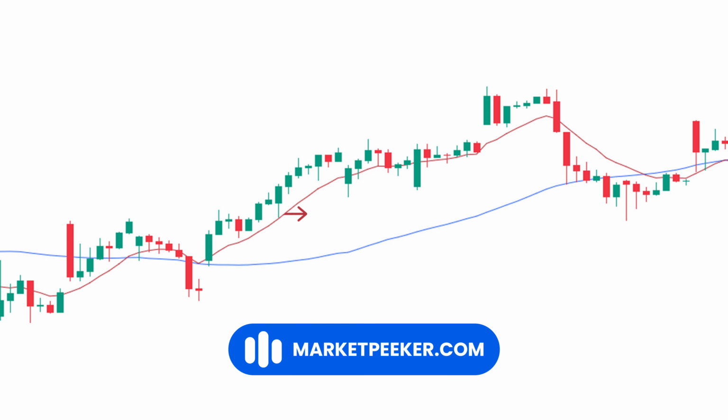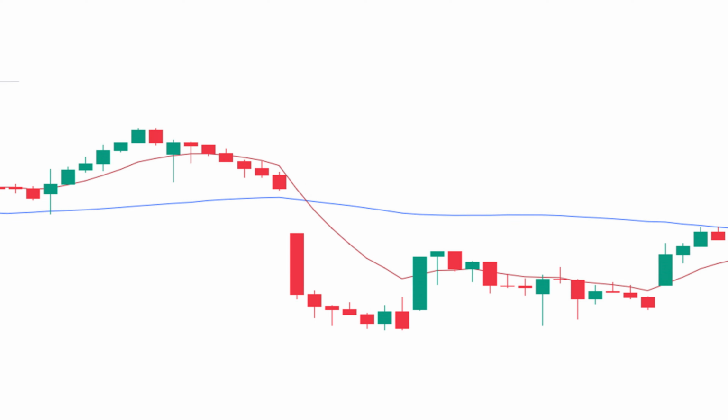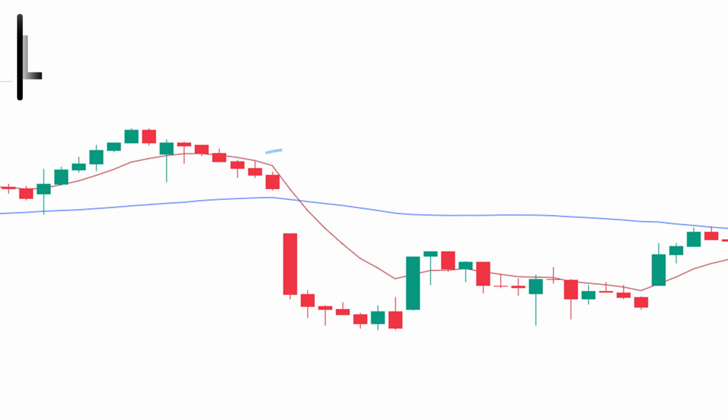When a shorter moving average, like a 10-day EMA, crosses above a longer one, like a 50-day SMA, it signals a potential buy opportunity. A downward crossover might indicate a sell signal.